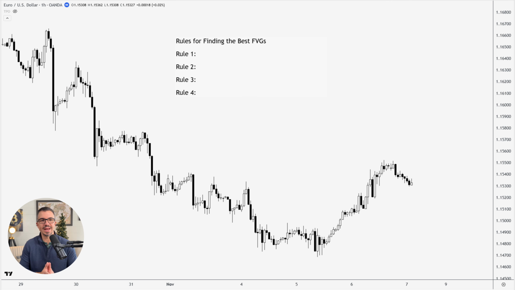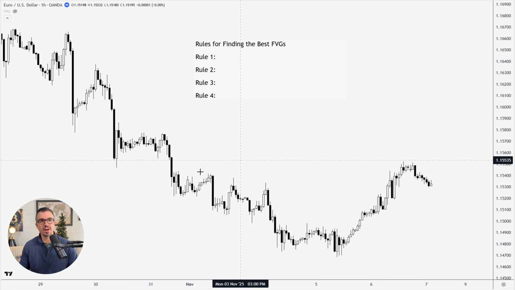So let's get right into it. And there is a lot of misinformation out there on fair value gaps. So I'm hoping that this video clears everything up for you. So looking at this chart here on the EURUSD 1 hour time frame, let's first talk about what a fair value gap is, then we'll get into the rules for trading them.